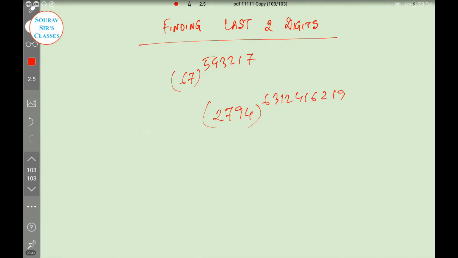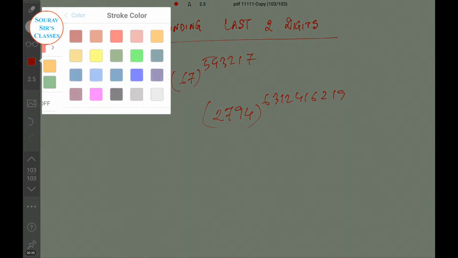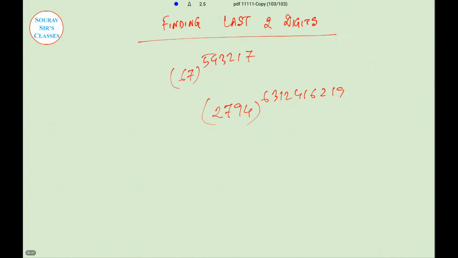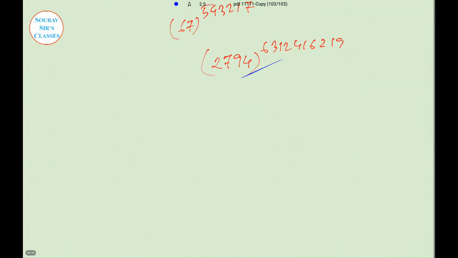Okay, please allow me to use a different color. Okay, this one will do. So there are different processes. First I will tell you about the last digit only. Every number follows a pattern of 4. Okay, pattern of 4.